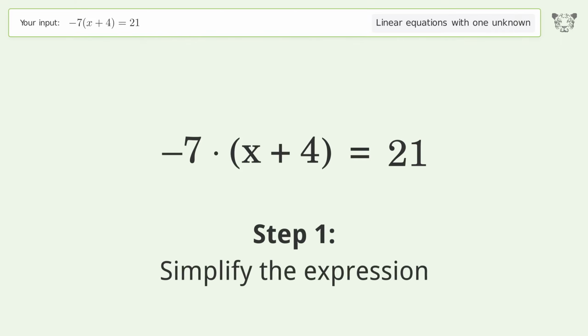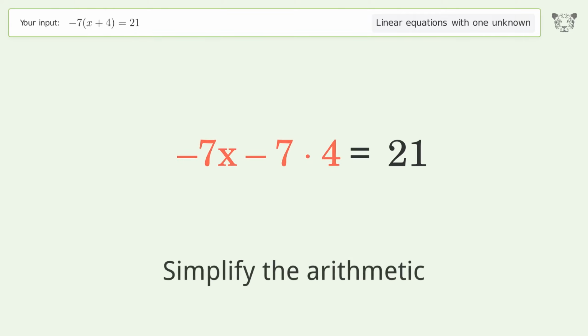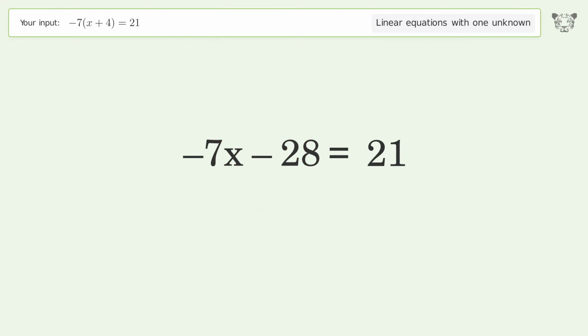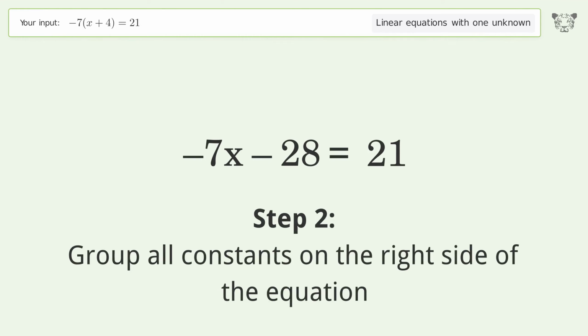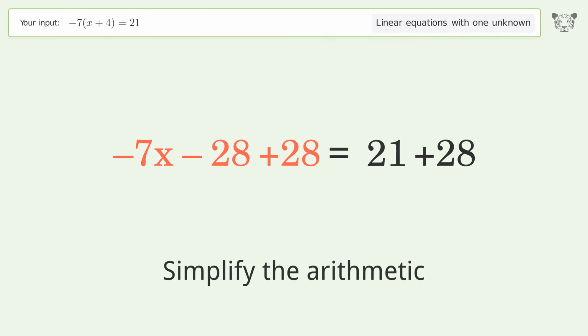Simplify the expression. Expand the parentheses. Simplify the arithmetic. Group all constants on the right side of the equation. Add 28 to both sides. Simplify the arithmetic.